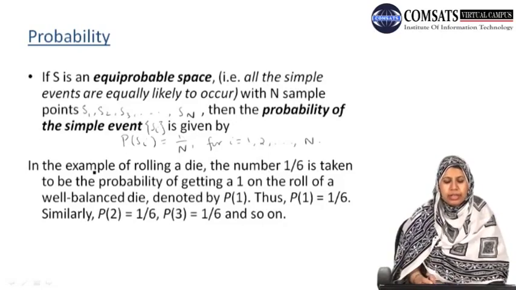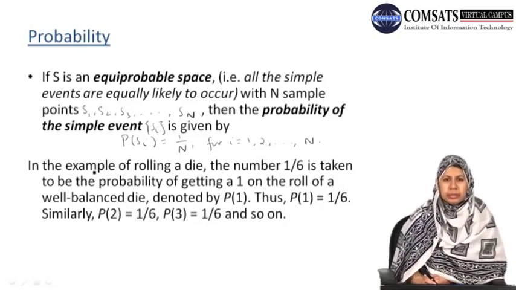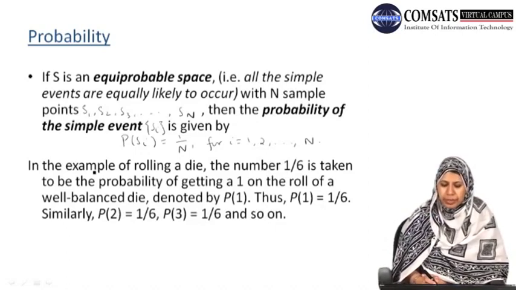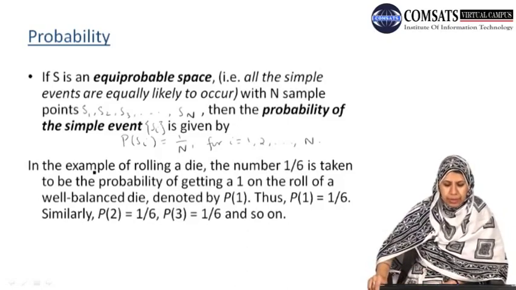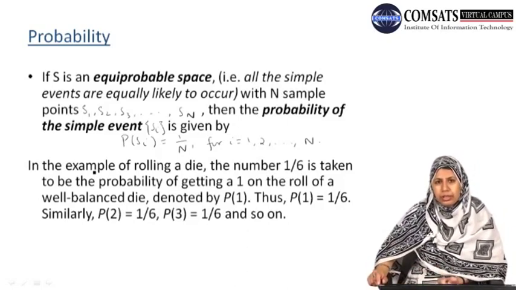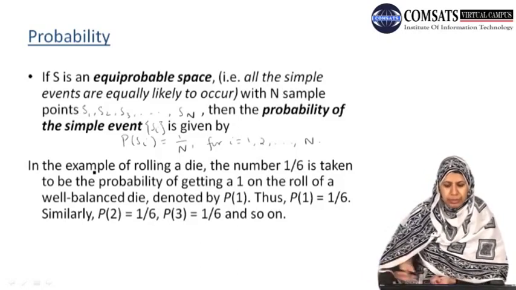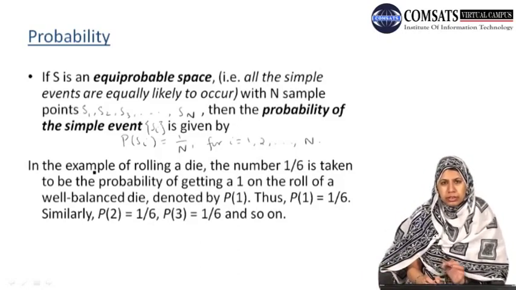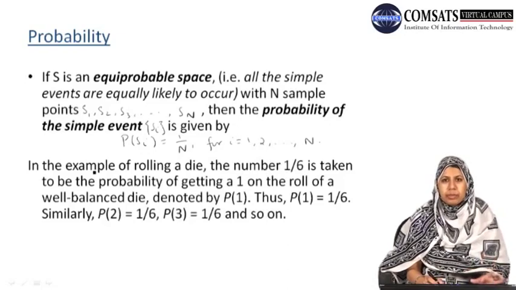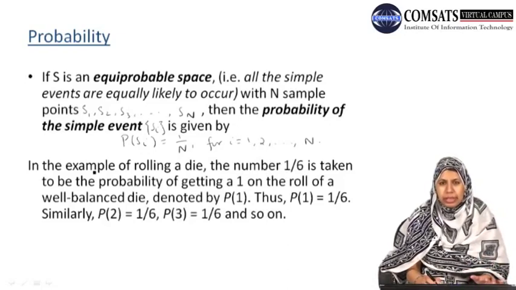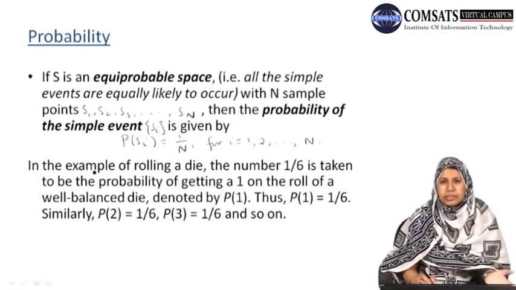As in the case of rolling a die, we obtain our sample space containing 6 sample points. Then the number 1 over 6 is taken to be the probability of getting a 1 on the roll of a well-balanced die. That is, the probability of 1 occurring when we roll a die is equal to 1 by 6. That is the possibility that the outcome 1 will occur divided by the total number of sample points of our sample space, which is capital N, and in the case of rolling a die is 6. So the probability that 1 will occur is equal to 1 by 6.